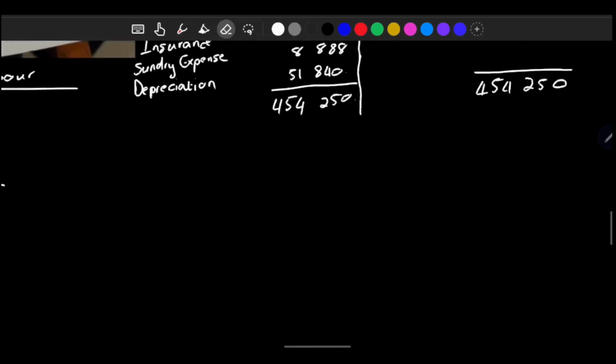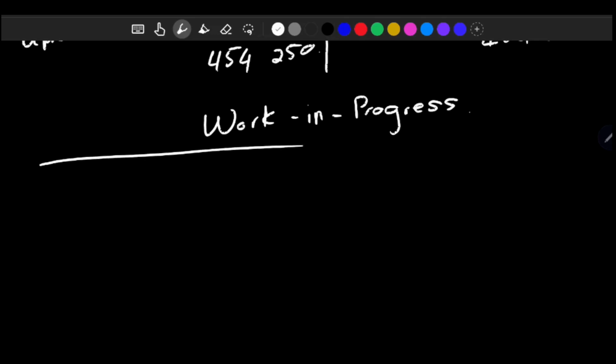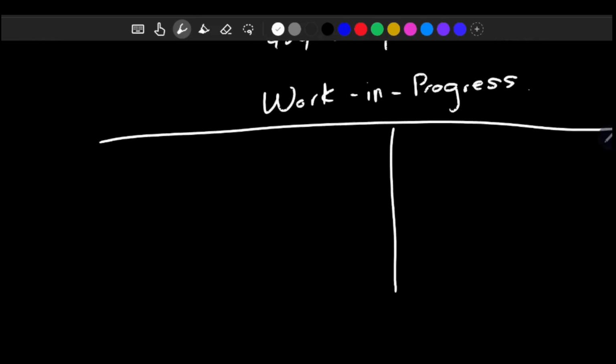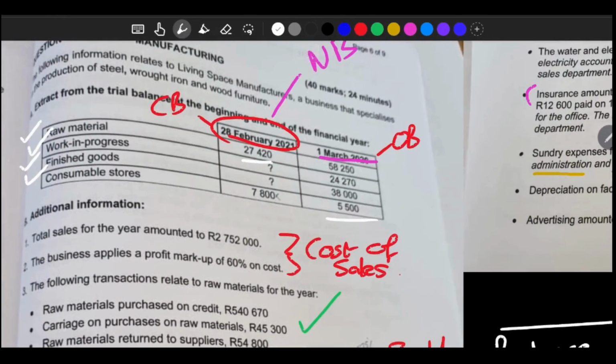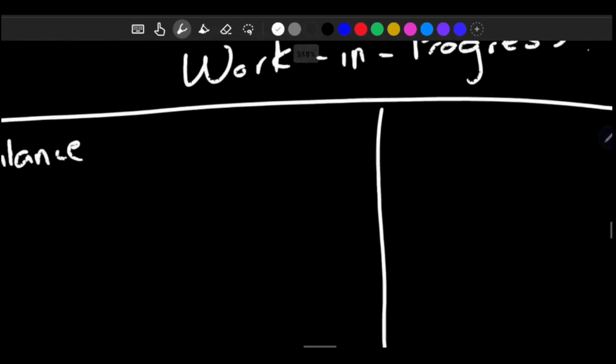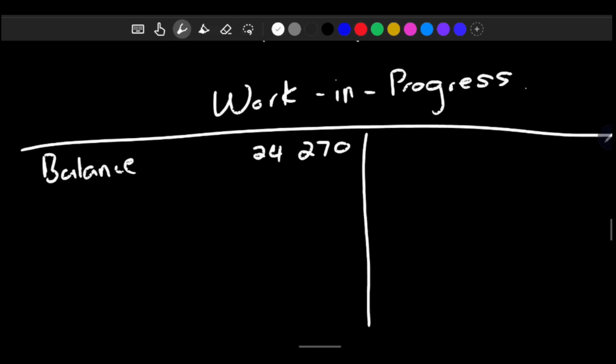Then now for our next part, I'm just going to write it all down here. We have work in progress, right? Work in progress. Remember, this is also an asset, so it does have an opening balance. So balance, right? We assume it has a balance unless we are told it does not have a balance, right? So the opening balance for work in progress is 24,270, and we also have the transactions that we had.